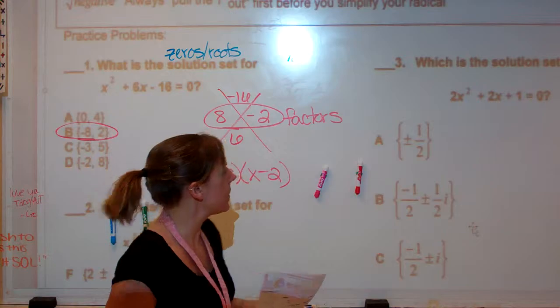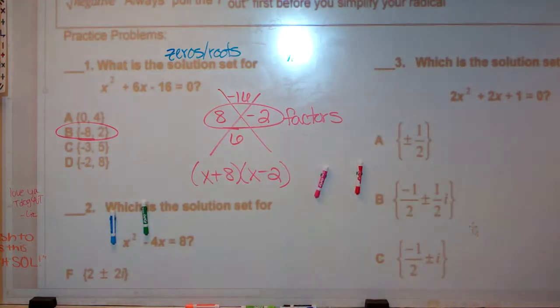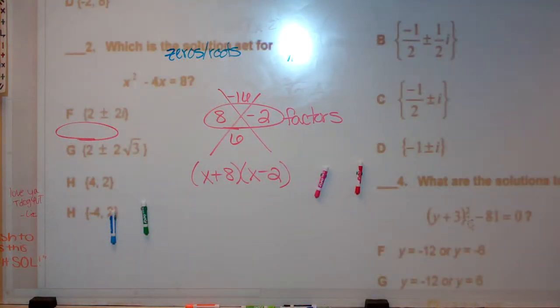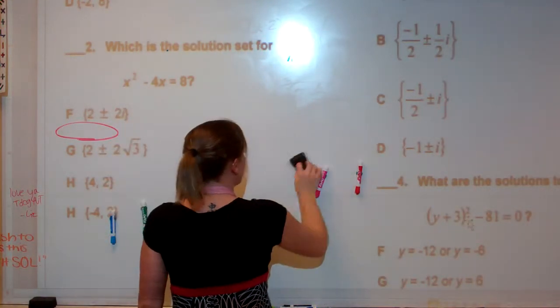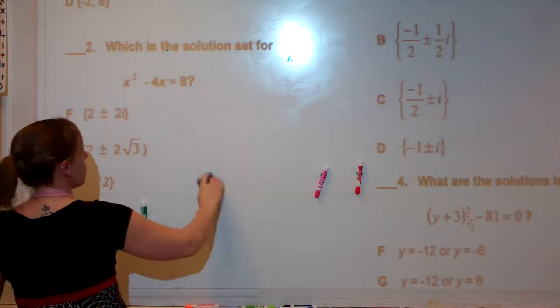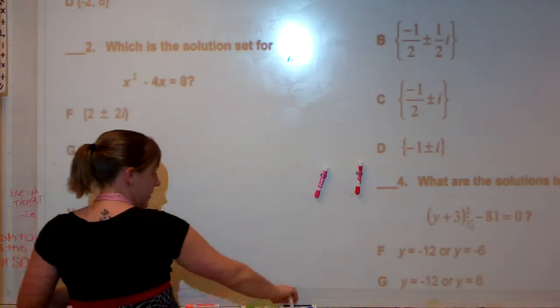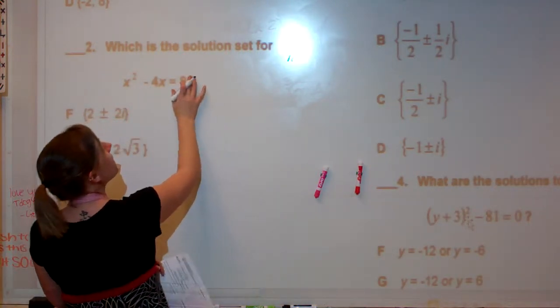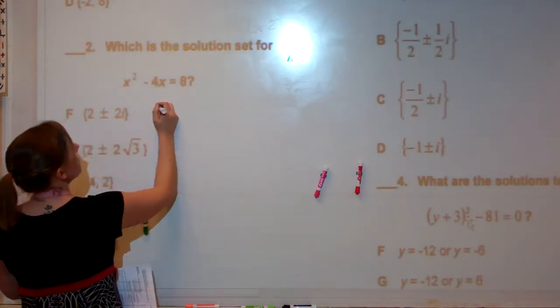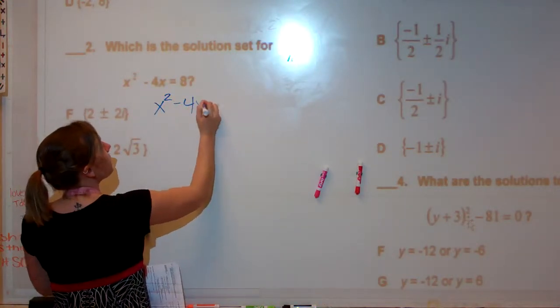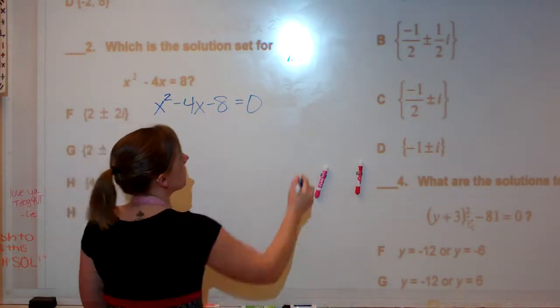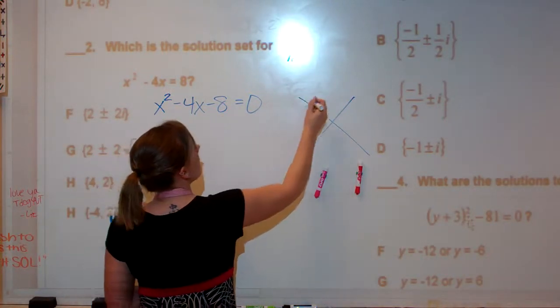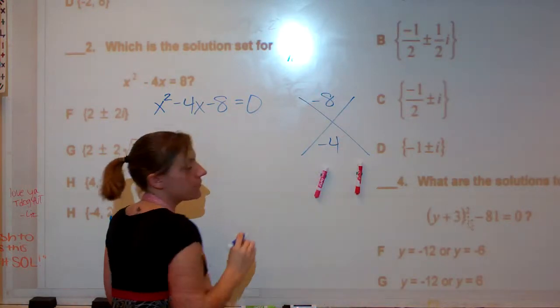Let's see. I think we might have had a question on number 2. So number 2, okay, it's asking for solutions again. So if you want to make your x, all right, remember it needs to say equals 0. So really we should be using x squared minus 4x minus 8 equals 0. So then if you want to think to yourself, okay, well what multiplies to negative 8 and negative 4?